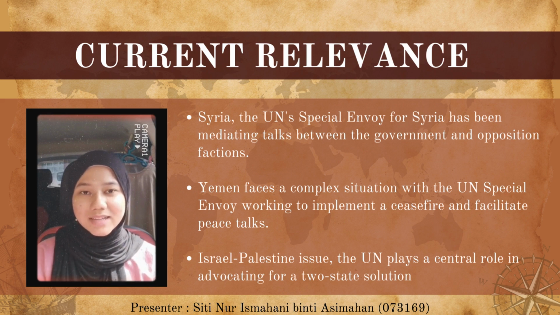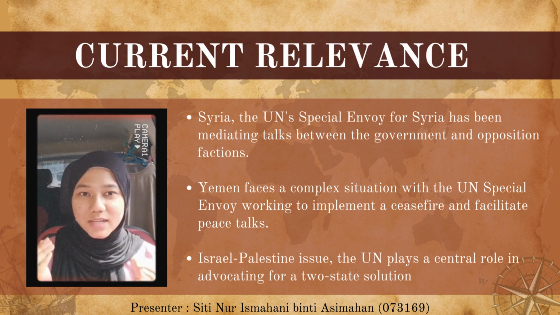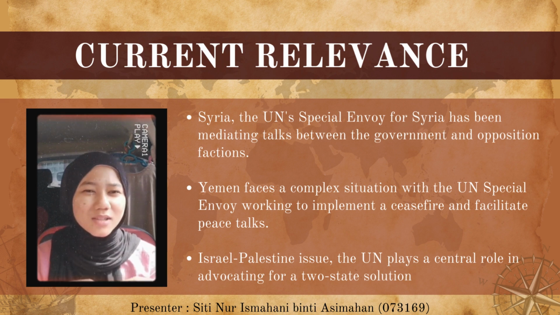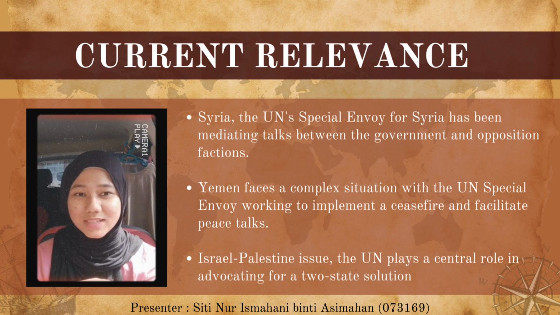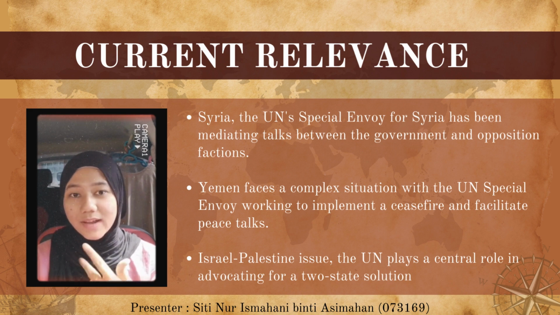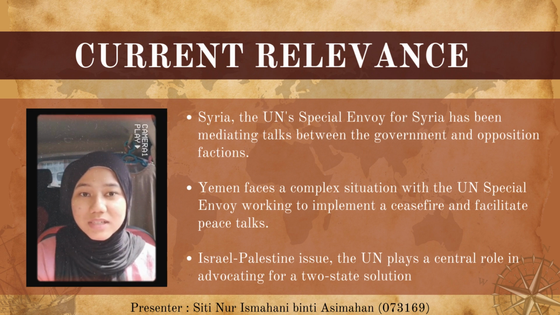Now I'm going to proceed with the current relevance. Firstly, in Syria, the UN Special Envoy for Syria has been mediating talks between the government and opposition factions. The UN-led peace effort involved the Geneva process with multiple rounds of talks seeking a political solution. Humanitarian agencies like UNICEF and the World Food Programme have been providing essential aid like water, food and healthcare to millions of people affected by the conflict. This is important to alleviate the suffering of civilians involved in this conflict.